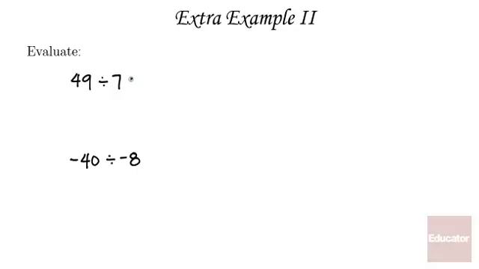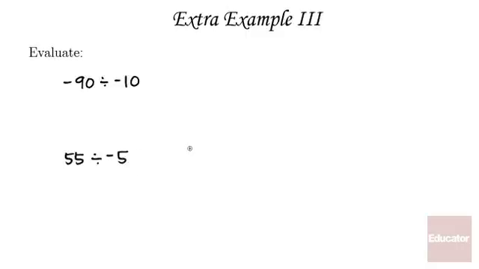49 divided by 7 is 7. Okay, I don't have any negative signs, so it's just positive. -40 divided by -8. I have 2 negatives, which means that my answer, my quotient, is going to be a positive. And then 40 divided by 8 is 5. Okay, so my answer is positive 5. -90 divided by -10. Again, I have 2 negatives. That's going to make my answer a positive. 90 divided by 10 is 9.